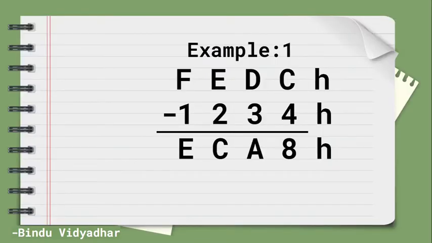In the first example, we take a minuend which is greater than the subtrahend. FEDC minus 1234 results in ECA8, which is very straightforward because no borrow is required. In the second example, we take a minuend where the lower byte is lesser than the lower byte of the subtrahend, hence a borrow is generated. The higher byte will be decremented by 1 and then subtraction takes place. The result here is EB-ED.